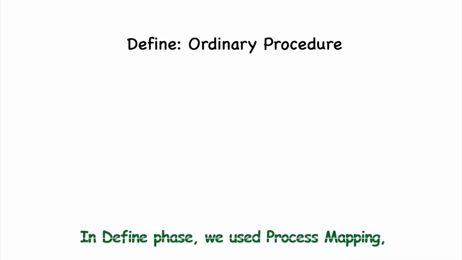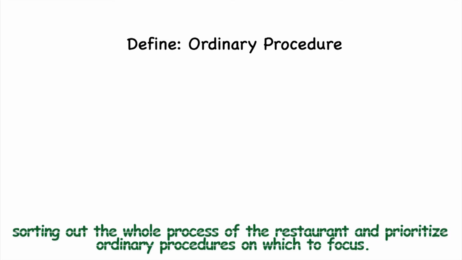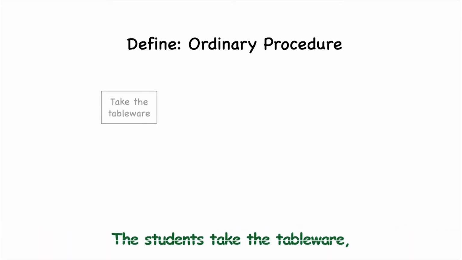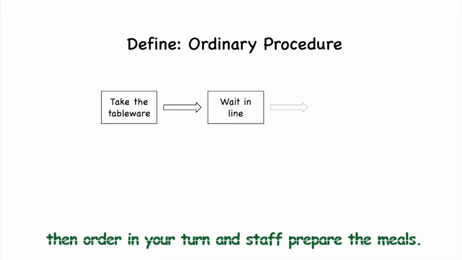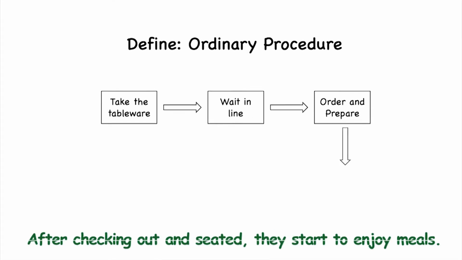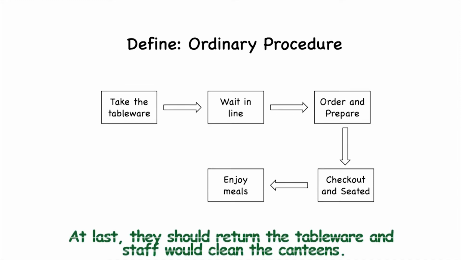In the define phase, we use process mapping, sorting out the whole process of the canteen and prioritizing ordinary procedures on which to focus. The students take the tableware, wait in line, then order in turn, and staff prepare the meals. After checking out and being seated, they start to enjoy their meals. At last, they should return the tableware and staff will clean the canteen.